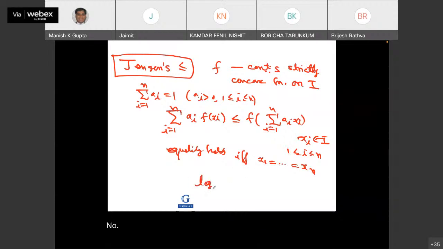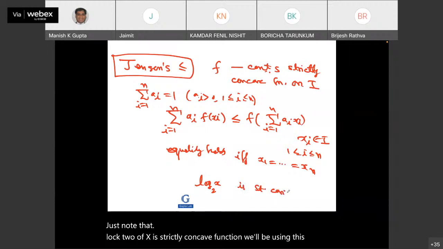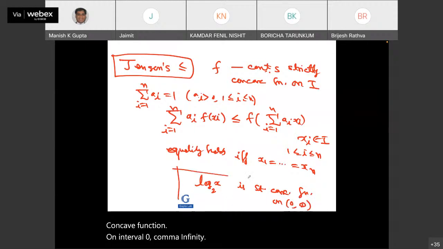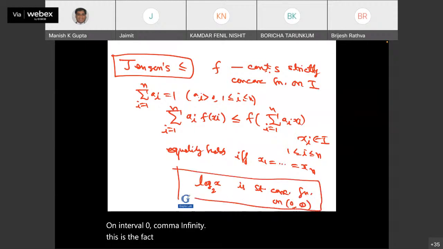Now, just note that log 2 of x is a strictly concave function. We'll be using this fact, concave function on the interval 0 to infinity. This is a fact that we are going to use. From elementary calculus, you know this fact anyway. Okay, so now we are going to give you one main result.